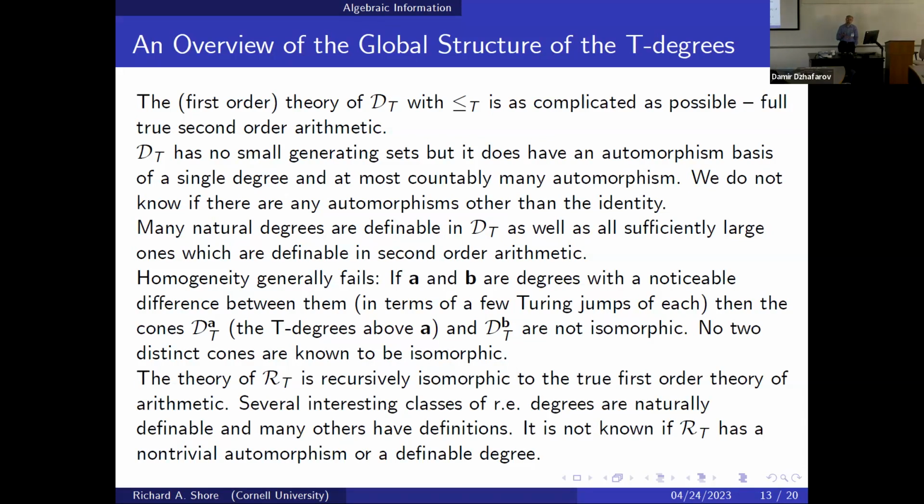The recursively enumerable degrees are again as complicated as possible. Their theory is true first order arithmetic. There are some classes of degrees that are definable, but it's not known if any single degree is definable or not.